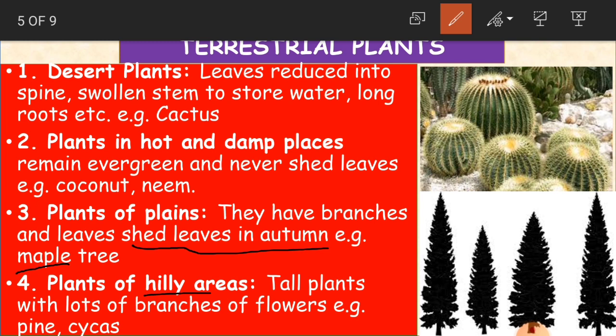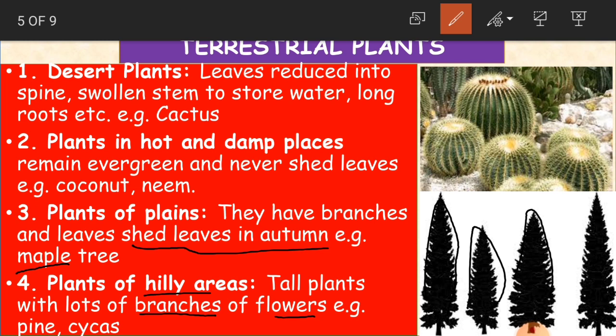Hilly area plants are tall, with a lot of branches and flowers. For example, pine and cycas. If you see here, these tall trees in the picture are hilly area plants.